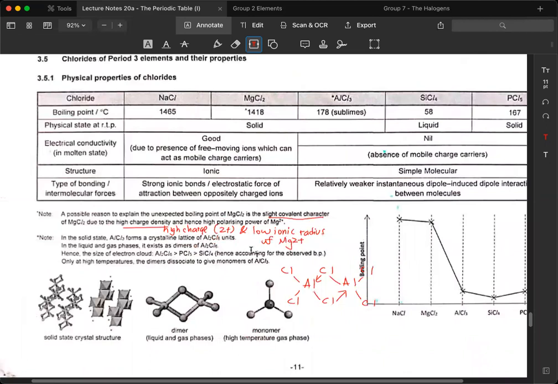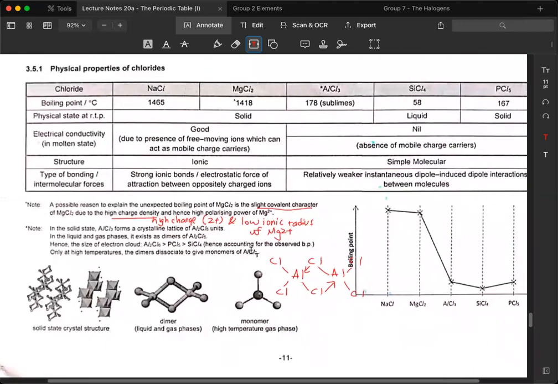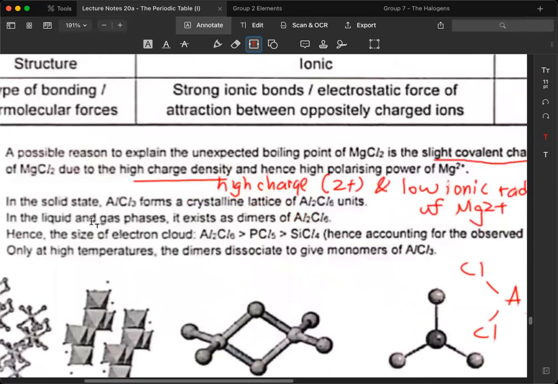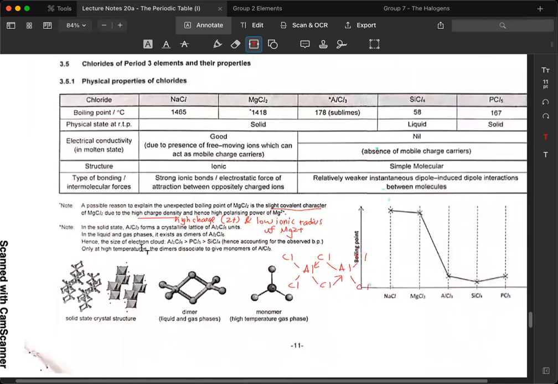So in the solid state, aluminum chloride actually forms a crystalline lattice of Al2Cl6 units. In liquid and vapor state, it exists as a dimer. The size of the electron cloud explains the observed boiling point.